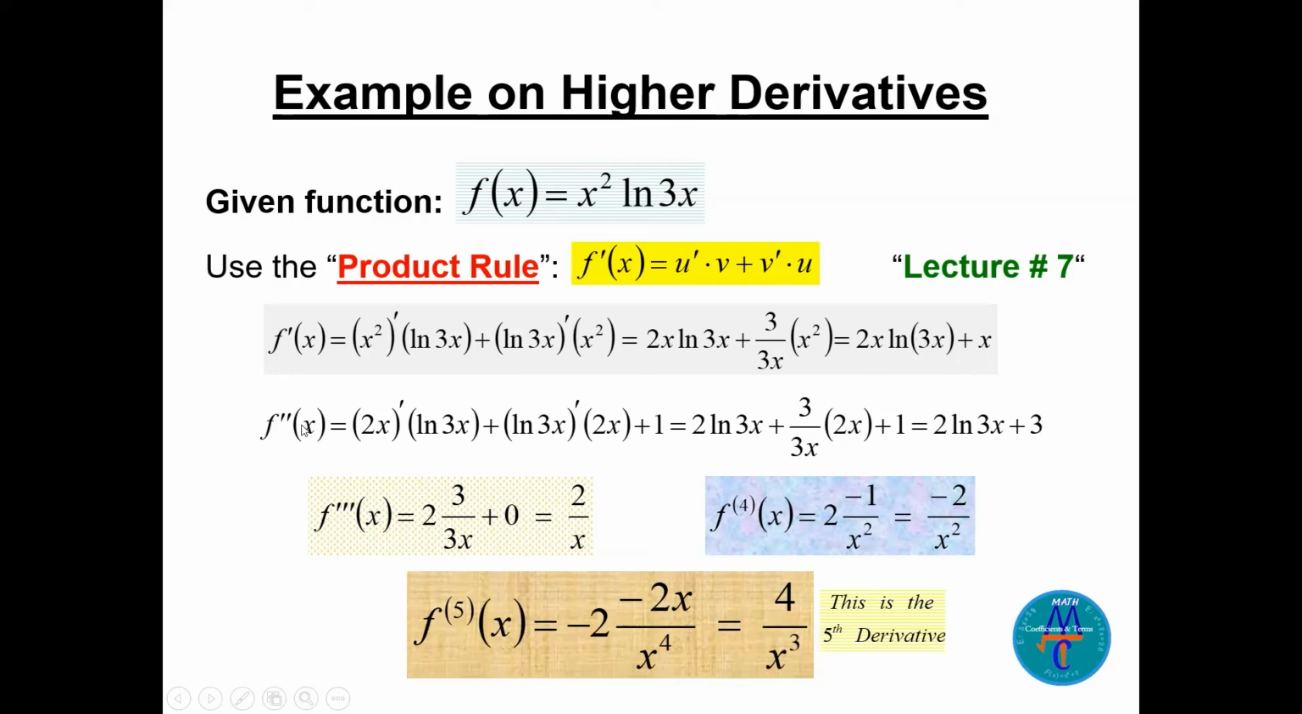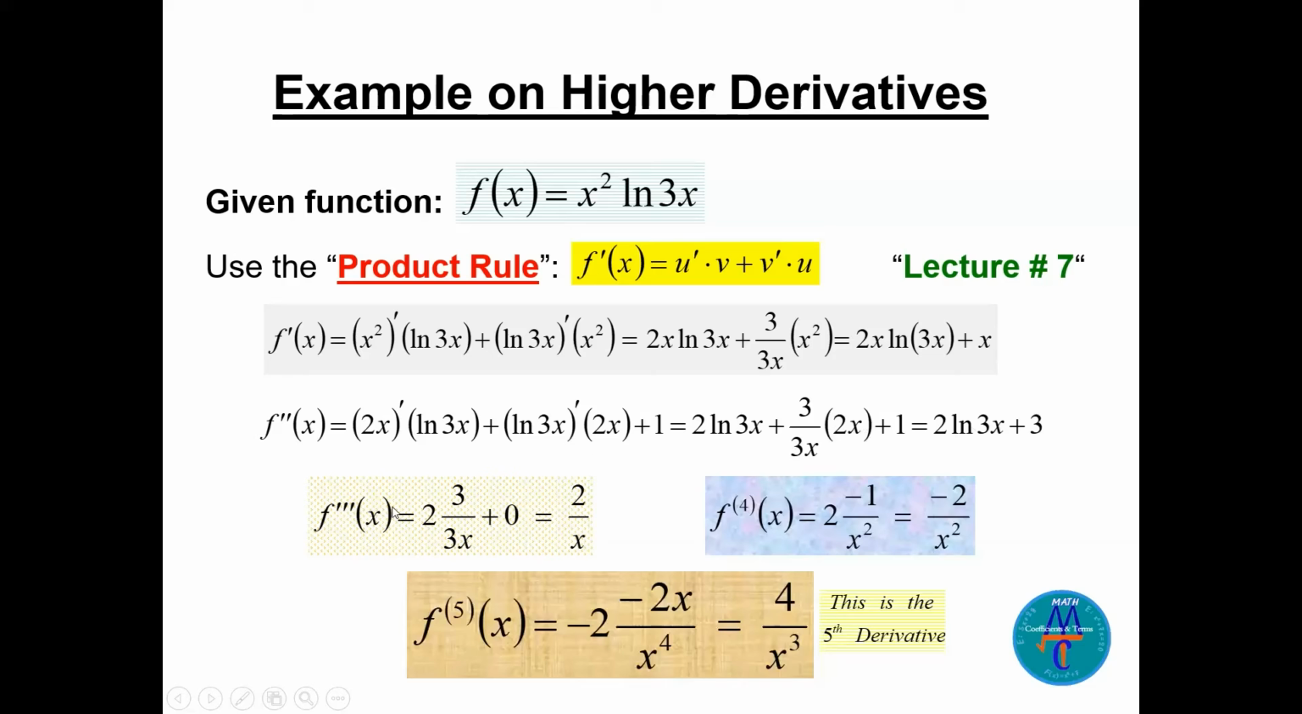To find the second derivative, we can apply for the first term here the product rule again. 2x all prime times ln of 3x plus the derivative of ln of 3x times 2x, plus 1, which is the derivative of the x. So we can proceed here. 2 times ln of 3x plus 3 over 3x times 2x, plus 1. Simplify more. It will be the second derivative, 2 ln of 3x plus 3.